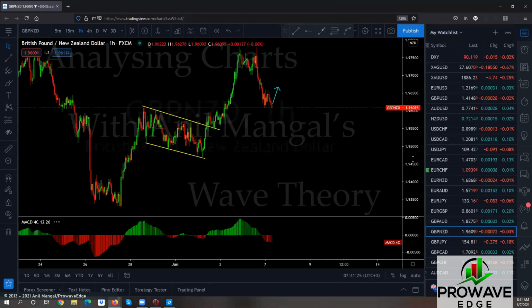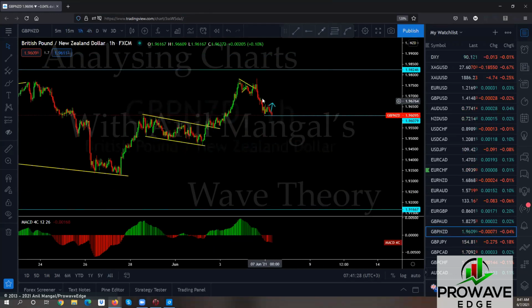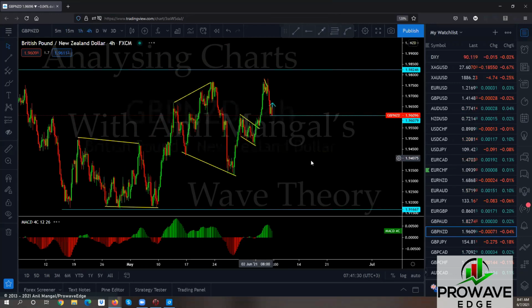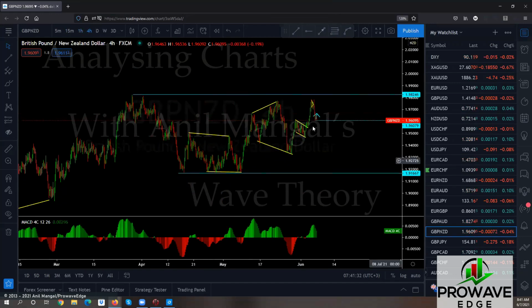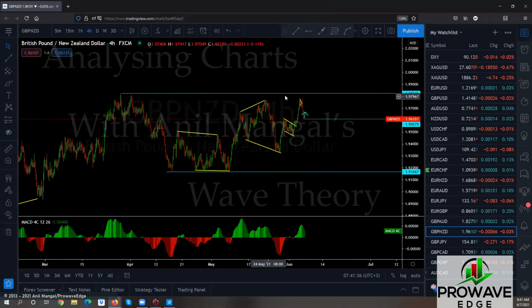Pound New Zealand. We're looking for a sell. This one could go deeper too. We also think this one could come back to this level and then upside, right? This one doesn't have to go anywhere because we broke that up already.